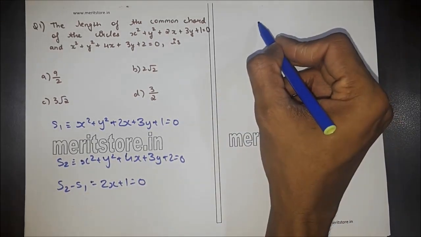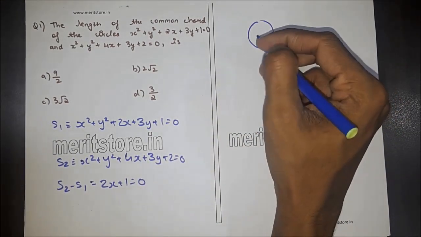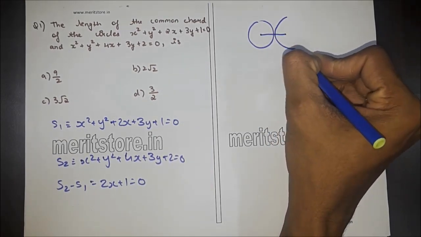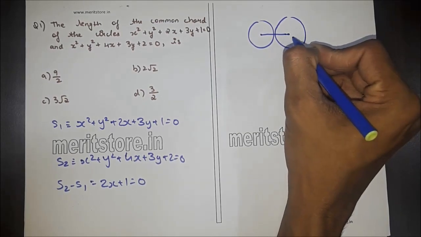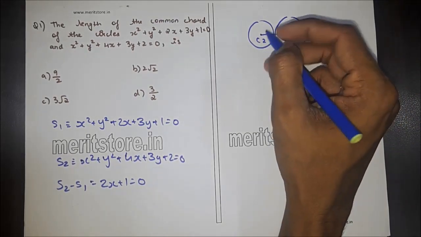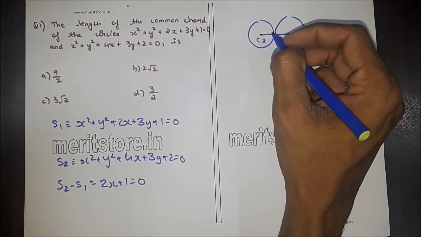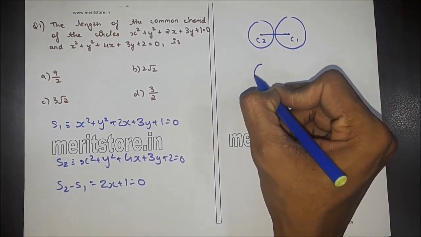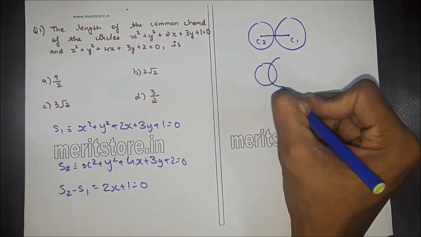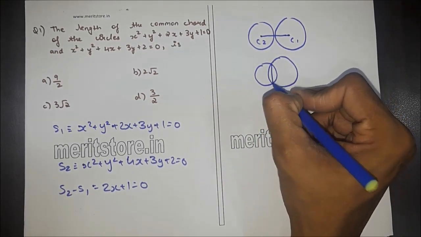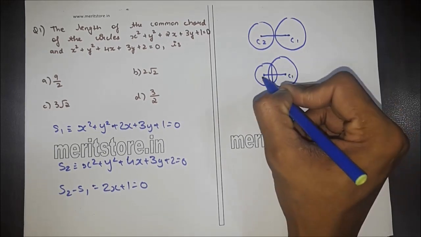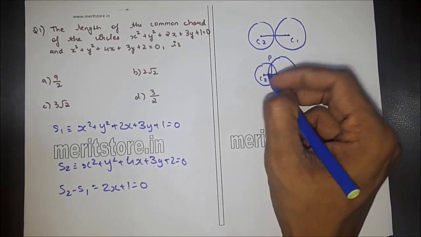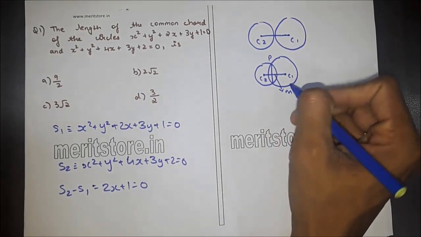We draw two circles, one with the midpoint of C1 and C2. This is C1 and this is C2. They will be intersecting, therefore we draw the circles intersecting each other with a common chord, with centers C1 and C2, intersecting at P, and the midpoint of the chord is given as M.